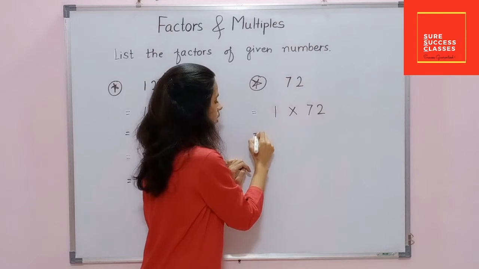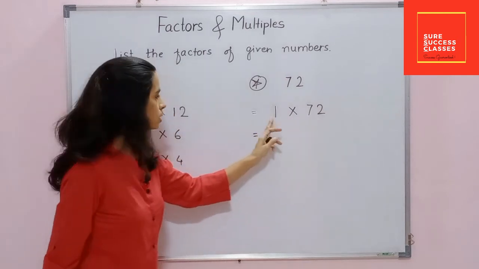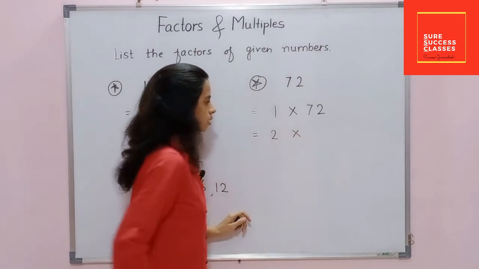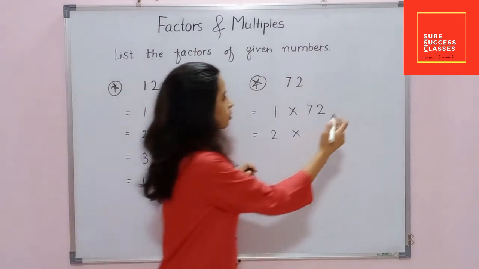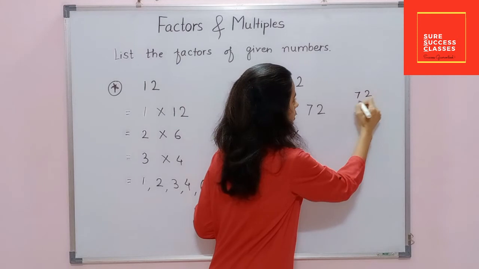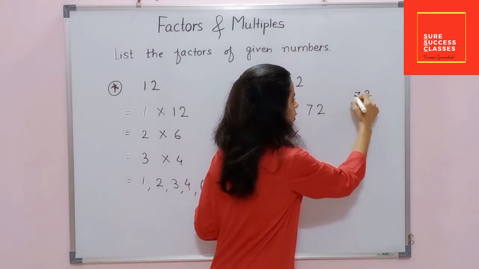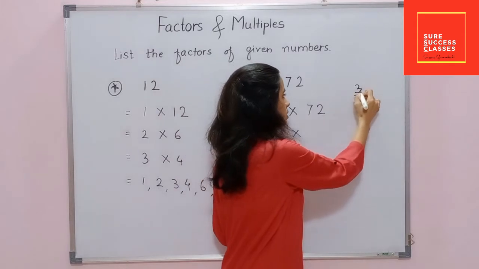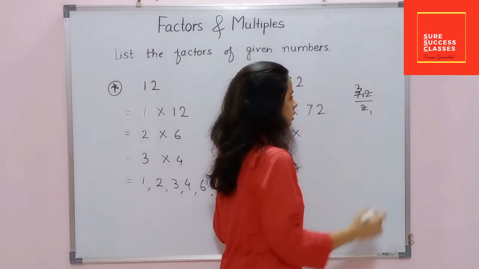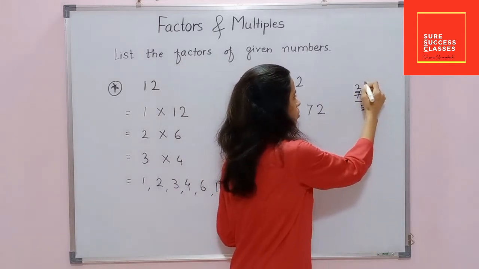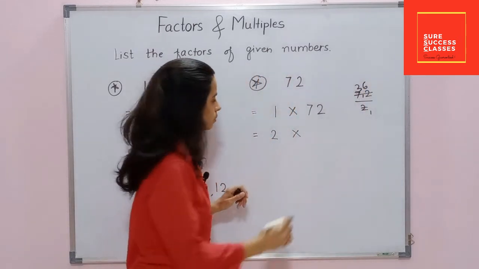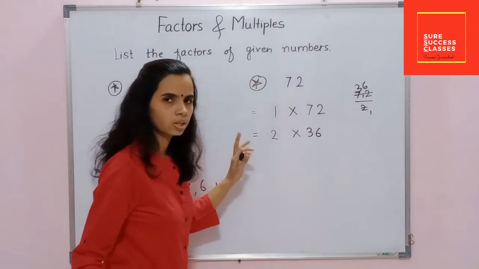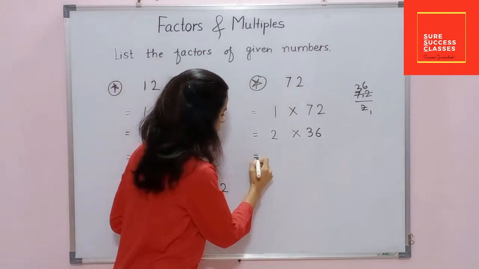72s are 72, 1s are 72, then 2. Here we will get in this way, 2 1s are 2, 2 2s are 4, 2 3s are 6, 1 remain here, 2 6s are 12, means 36 into 2 is equal to 72.